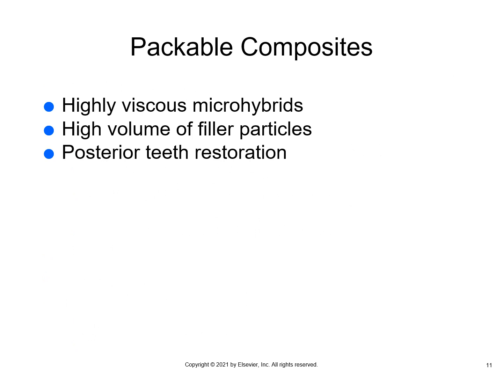Packable composites are going to be highly viscous. So they're typically microhybrids, so they have smaller filler particles mixed with some larger, and they're thick and they have to kind of be compacted or condensed into the prep of the tooth. So there's a high volume of filler particles, and these are typically used on posterior teeth where we need things to be strong.